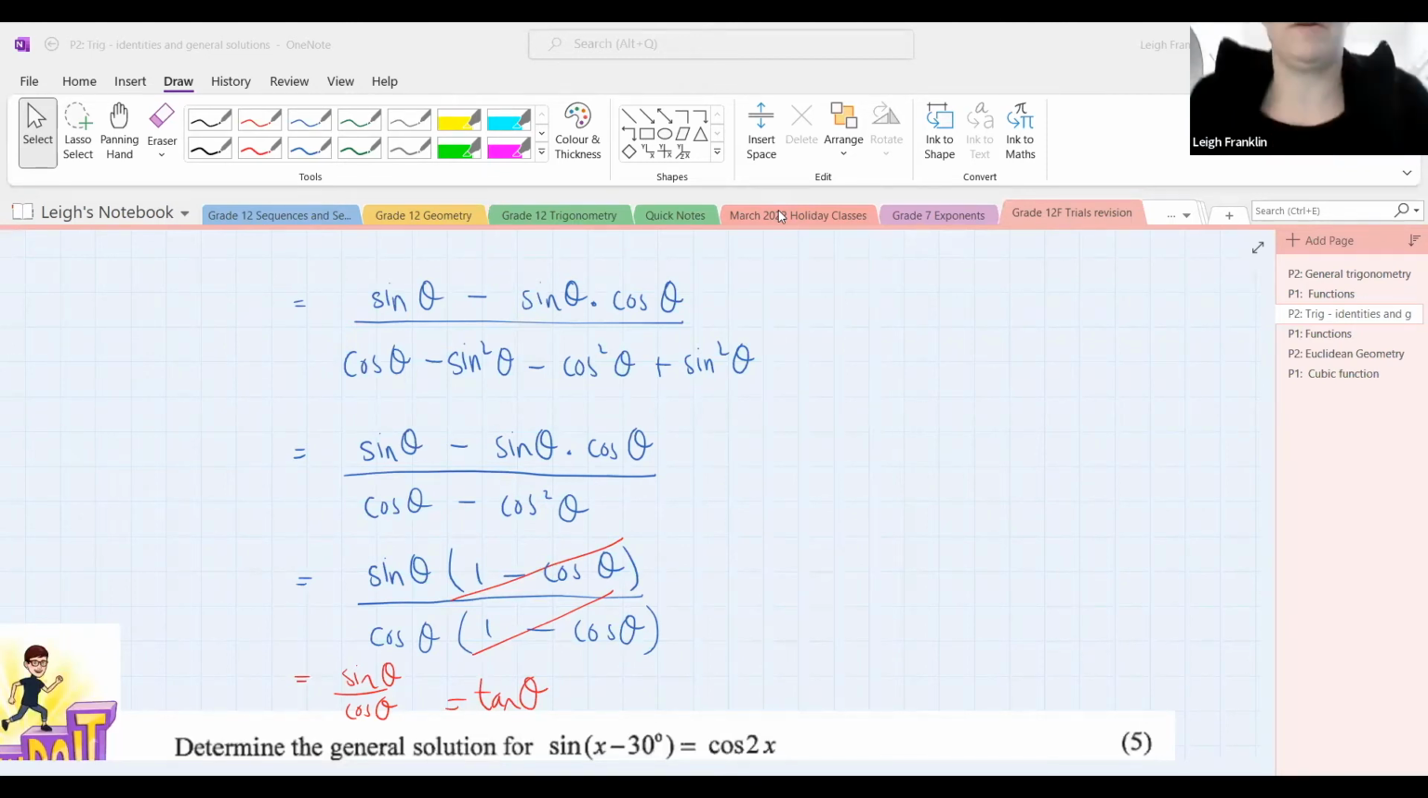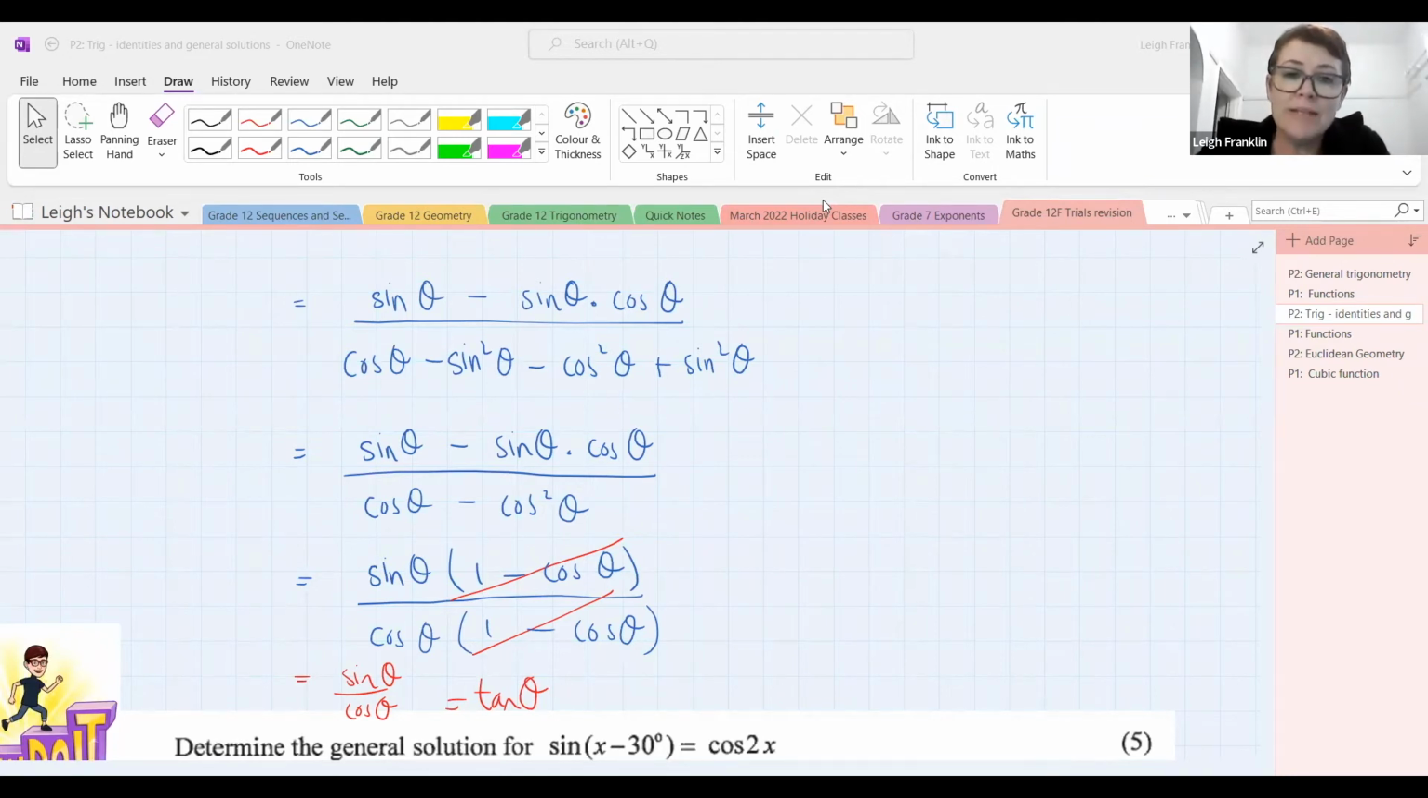Good. So remember, it's not the answer that's important in this case. We know the answer before we start. So it's how we get to the answer. We have to use correct mathematical reasoning.